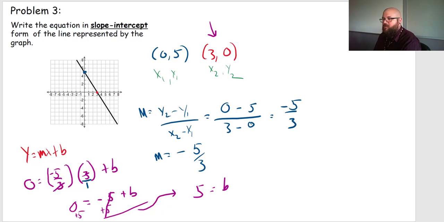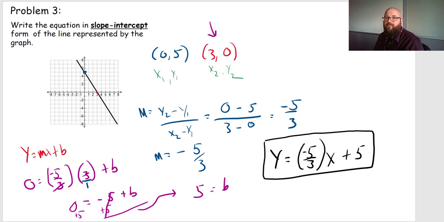Again, are you done? No, you need to write out the equation. You should get y equals negative 5 over 3 x plus 5. All right, so you use that every time, right? For your slope, it's y2 minus y1 over x2 minus x1. And then your slope-intercept form is y equals mx plus b. You take one of the points and plug it in if you already found your slope, and you can find your y-intercept every time.